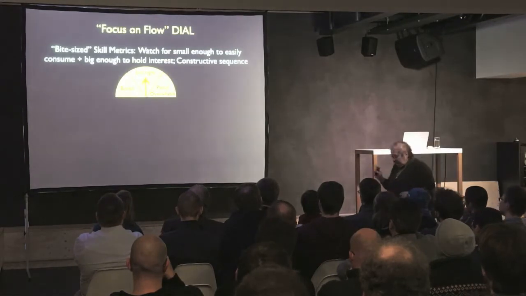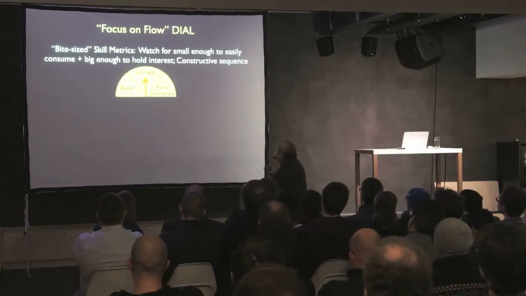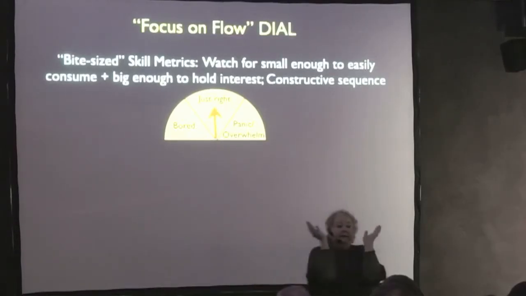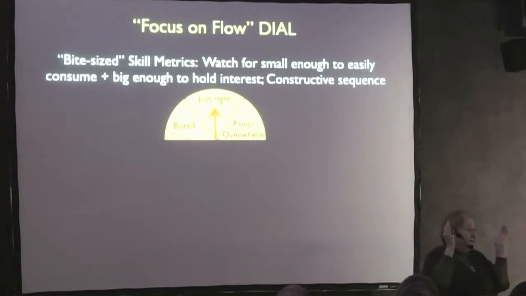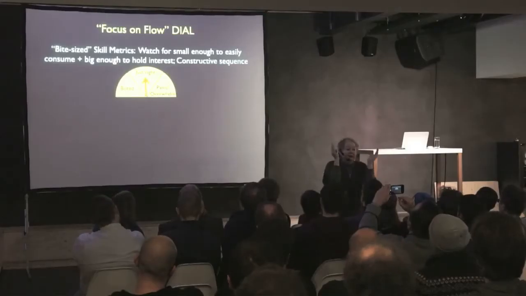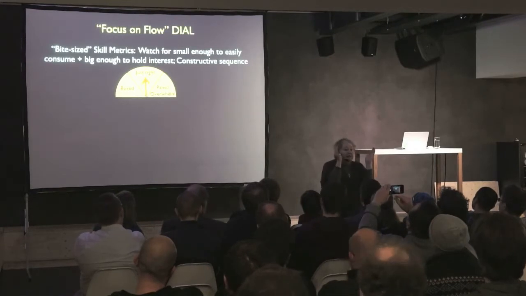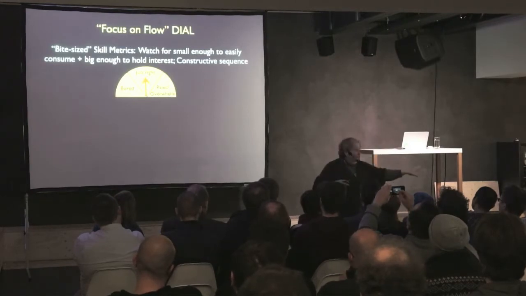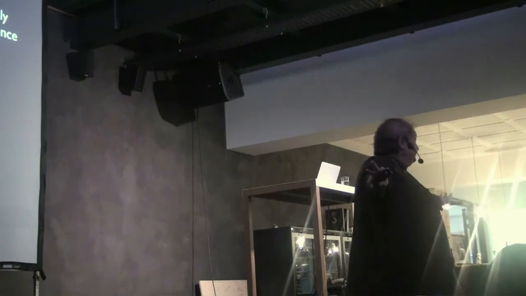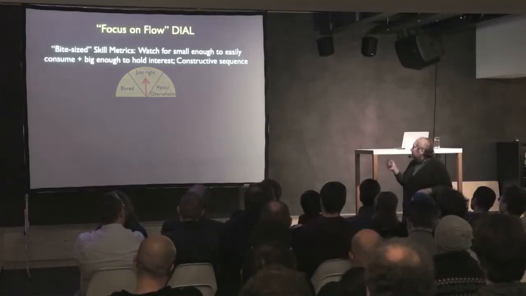So there we constructed this little idea of a dial. It has to be small enough that we're not panicked and overwhelmed by what we're getting, but big enough that we're not bored by it. And in the middle there is flow. And if you think about the flow of your work, that's where flow state is. That's where you get nice, steady throughput. Boredom or panic both create bottlenecks. So if you want the flow to continue, you want to find that just right place.